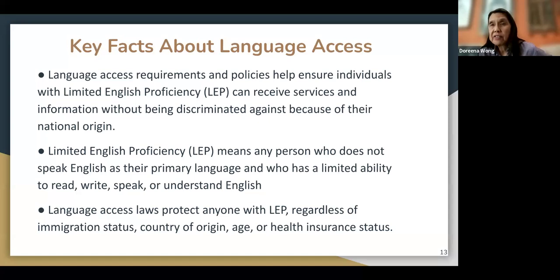So Eddie gave you a little definition of what an LEP person is in terms of the data, but it also means a person who does not speak English as their primary language and also has a limited ability to read, write, speak, or understand English. So these laws are meant to protect anyone with limited English proficiency, regardless of immigration status, country of origin, age, or health insurance status. So the most common federal, next slide, please.